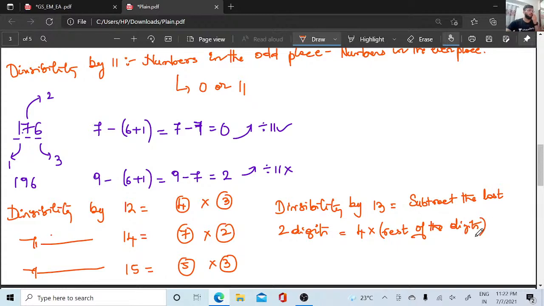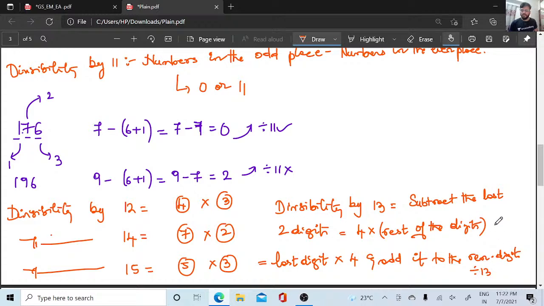You also have one more rule for 13, right? What do we do? The last digit is the second rule of 13. We multiply the last digit by 4 and add it to the remaining digits, and then check whether it is divisible by 13, right? In this manner, we can find out the divisibility of numbers 1 to 15.